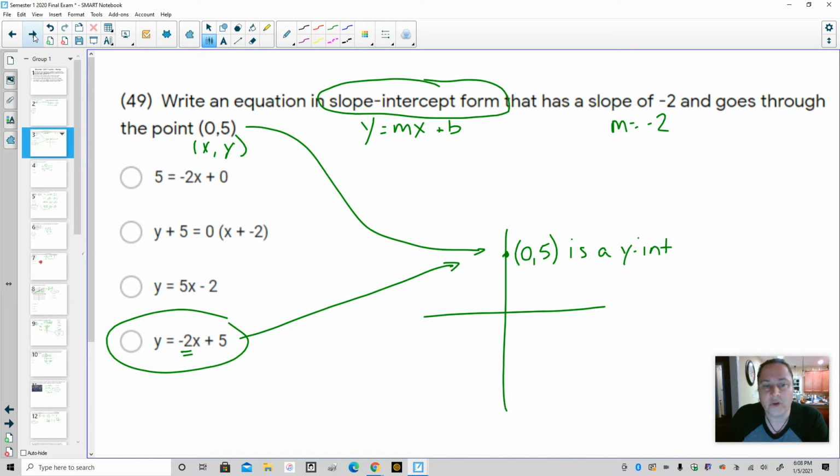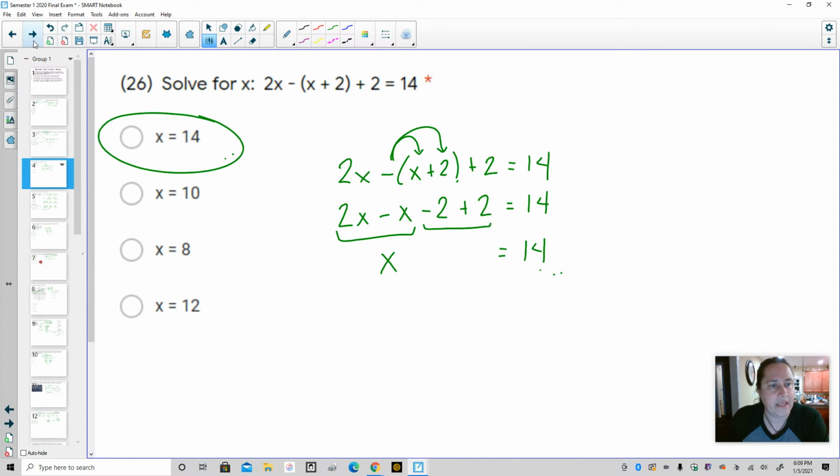Second one, write an equation in slope-intercept form, that's y equals mx plus b, that has the slope of -2 and goes through the point 0,5. So slope is -2, that's your m. Oh, my pen is glitching. And if you graph 0,5, you can quickly see that that is a y-intercept. So y equals -2x, that's the slope, plus 5, y-intercept.